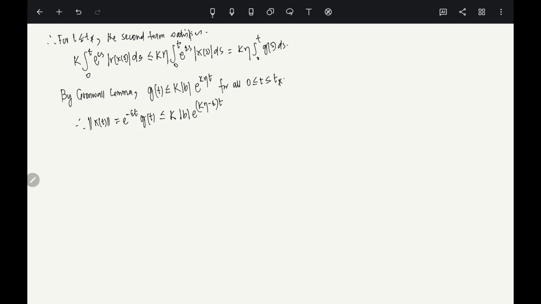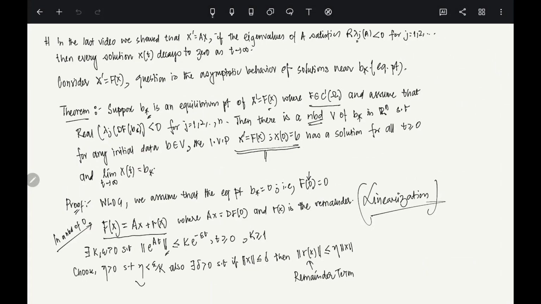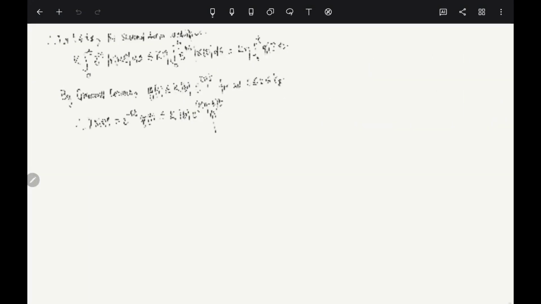Now the exponential is decaying, right? See, why we choose k eta minus epsilon? If you look at this, k eta minus epsilon is negative. So as t tends to infinity, this particular exponential goes to 0. So the solution never leaves the ball of radius delta as t tends to infinity. Is it okay?